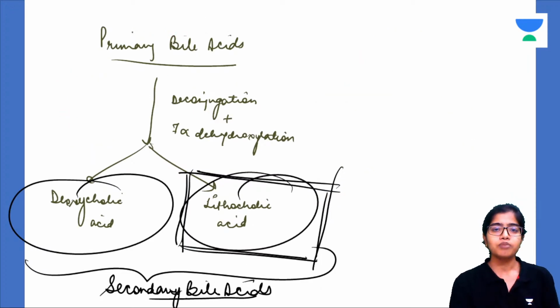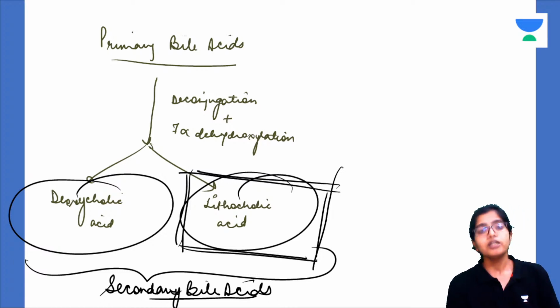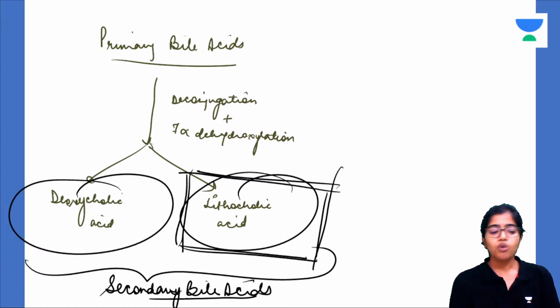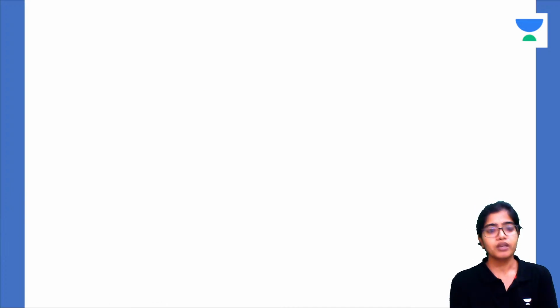They will be acted upon by small intestinal bacteria. They will undergo deconjugation and 7-alpha dehydroxylation to form deoxycholic acid and lithocholic acid. Now, lithocholic acid and deoxycholic acid, both of these are secondary bile acids. Lithocholic acid does not undergo enterohepatic circulation, it is excreted. Rest all of the five undergo enterohepatic circulation. Okay, now I hope it is clear with you guys. So we have finished with cholesterol.